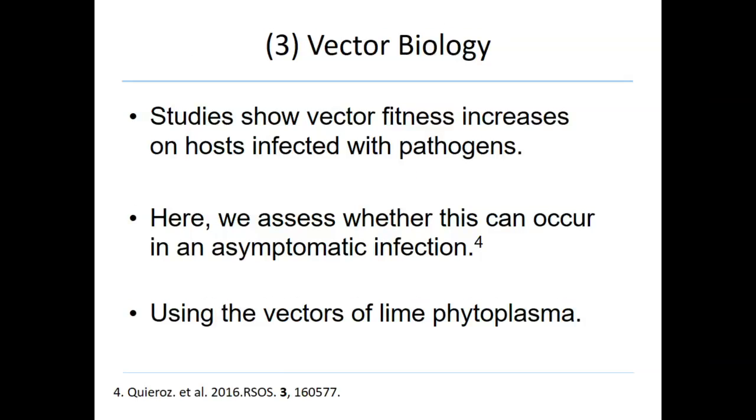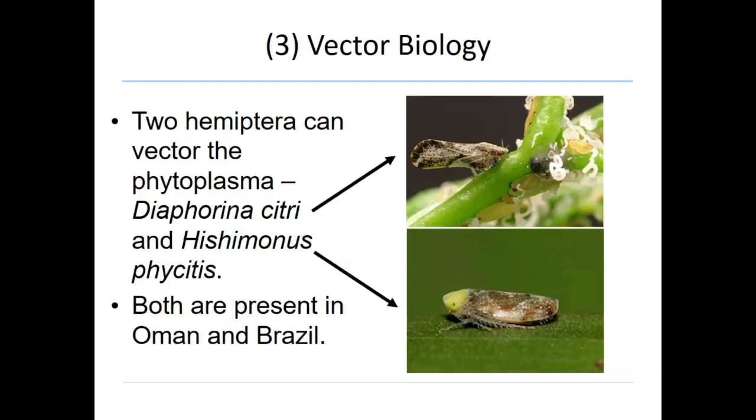And finally, we also looked at the effects of an asymptomatic infection on vector biology. Symptomatic infections have well-documented effects on vector biology. They can increase their fitness, make them more effective vectors, make them able to produce more eggs and reproduce faster. And we wondered if the story held true for an asymptomatic infection. This phytoplasma is vectored by two insects, Diaphorina citri, which is a psyllid, and Hishimonus phycitis, which is a leafhopper. They both feed on the plant phloem, and theoretically that's how they transmit the pathogen between trees in the same orchard.